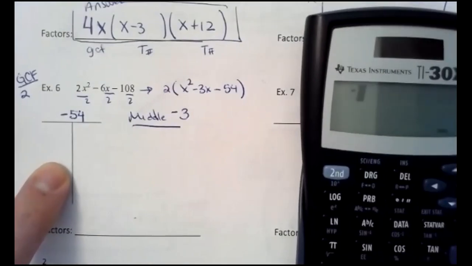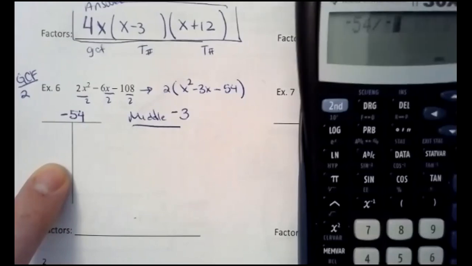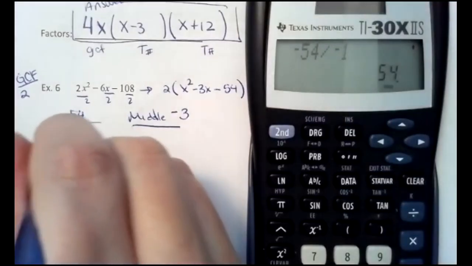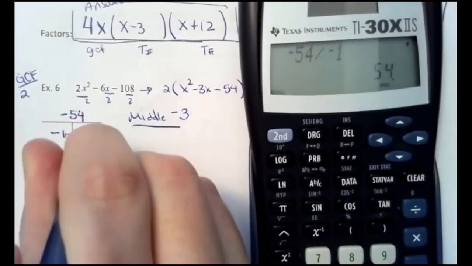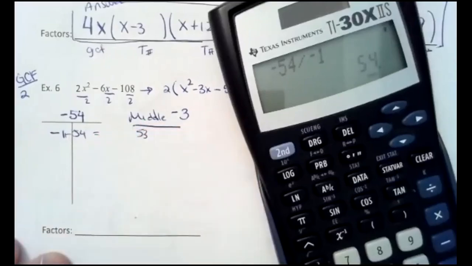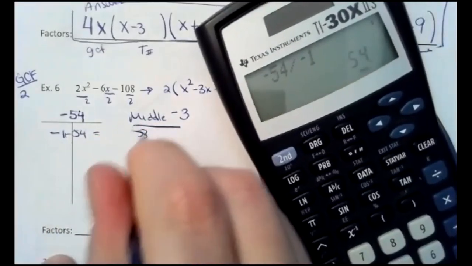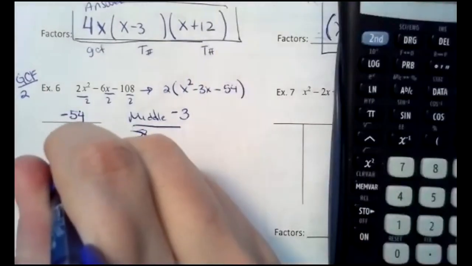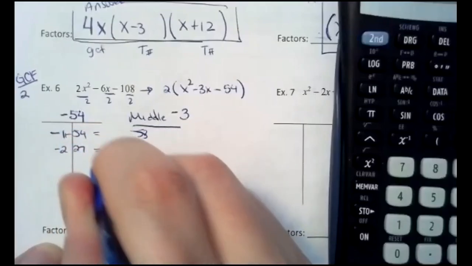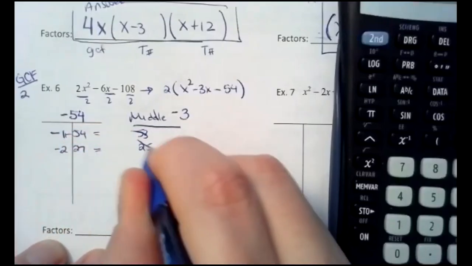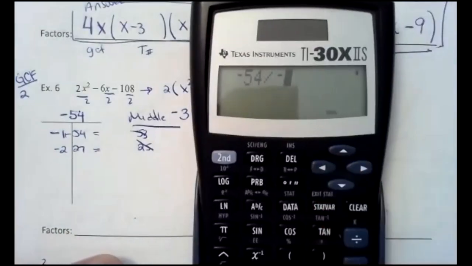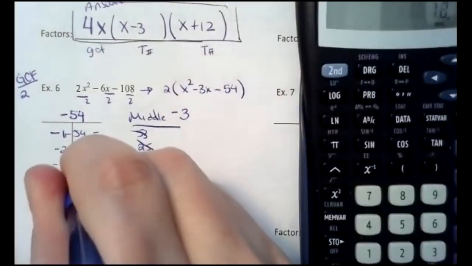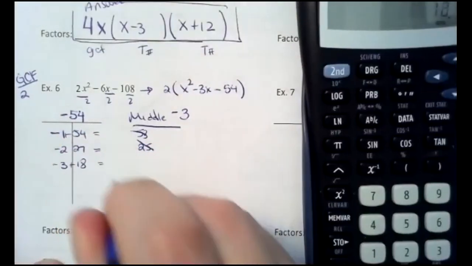Negatives go on the left. Negative 54 divided by negative 1. That's what we're always going to start with, is negative 1. Negative 1 and 54. Add them together, they make 53. That's not close. Let's see, negative 2. Let's divide it by negative 2. Negative 2 and 27. Add these together, they make 25. Getting closer. Does 3 go into 54? Actually, it does. Interesting. Negative 3 and 18. Add these together. That makes 15.